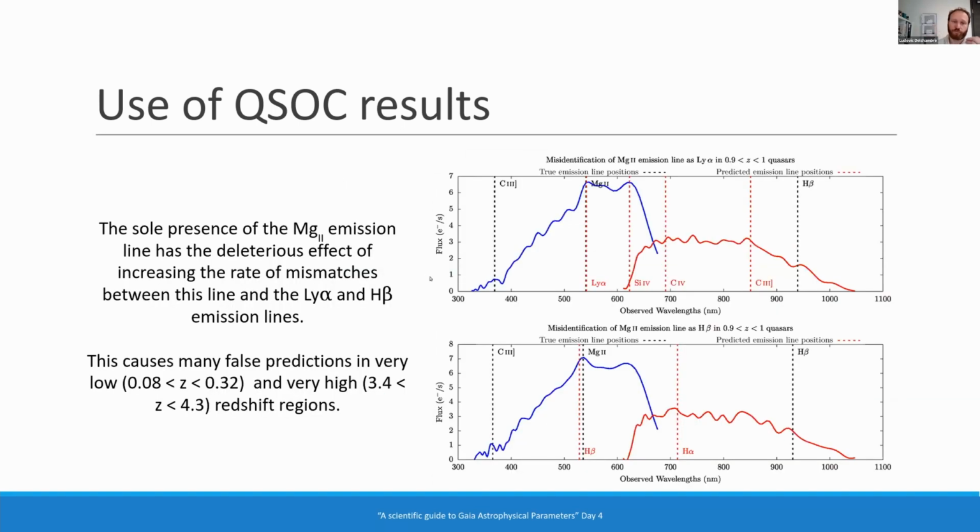So the sole presence of the magnesium 2 emission line has some deleterious effect of increasing the rate of mismatch between this line and the Lyman alpha. So we see here the Lyman alpha that is fitted to the magnesium 2 emission line and the H beta emission line.